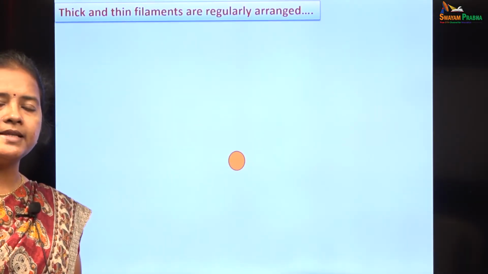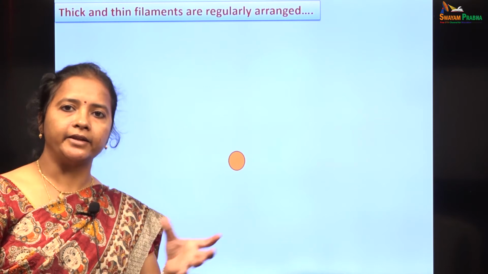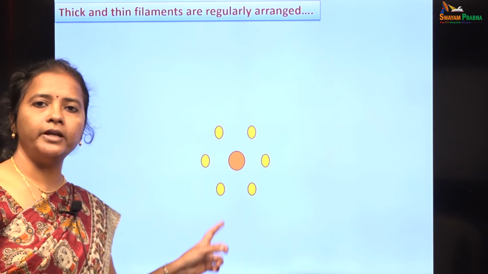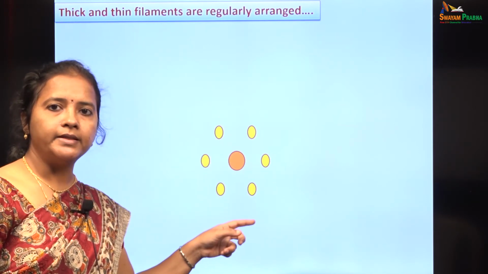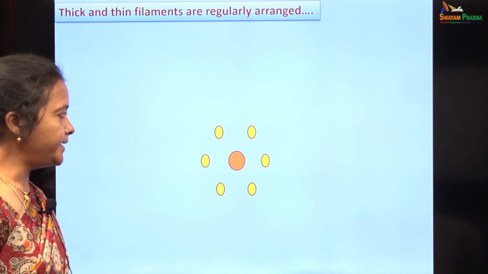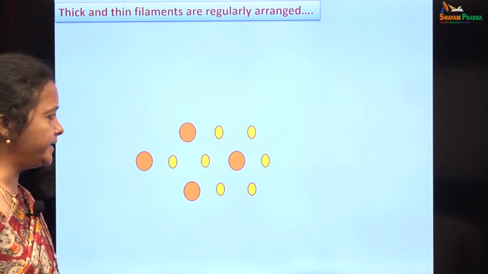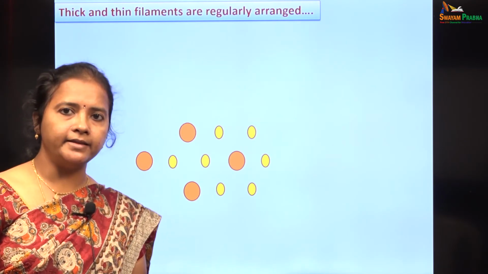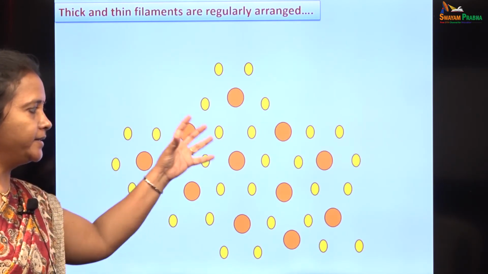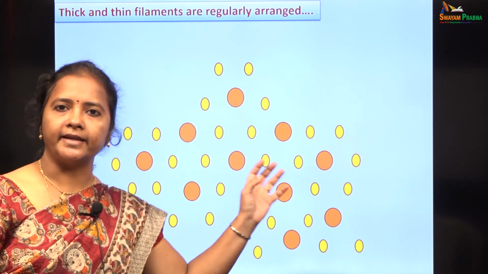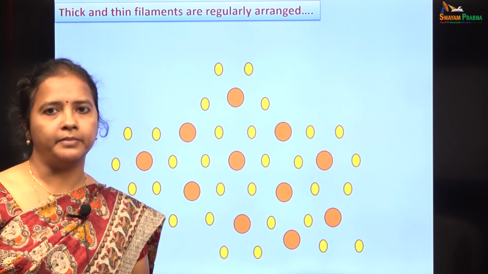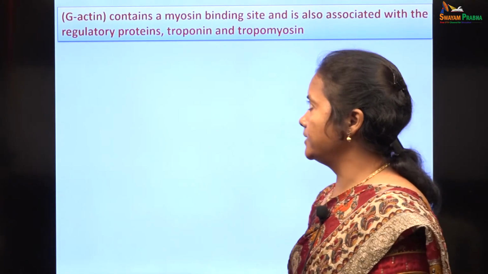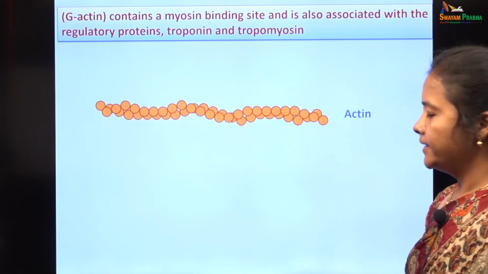So, the thick filaments and thin filaments are always arranged in a regular pattern. Each thick filament, the myosin filament, is surrounded by a regular pattern of 6 thin filaments, and each thin filament is in turn surrounded by 3 thicker filaments. So, this is how it is arranged within the myofibril, thereby giving a regular classical striated appearance when looking under the microscope.